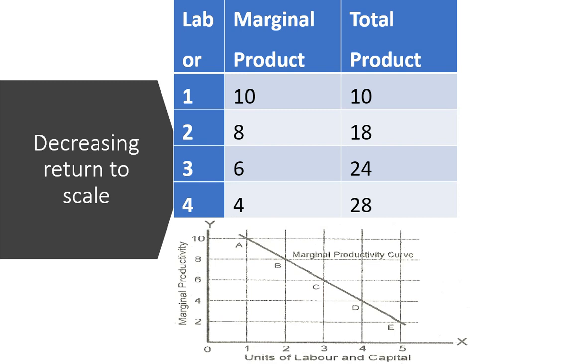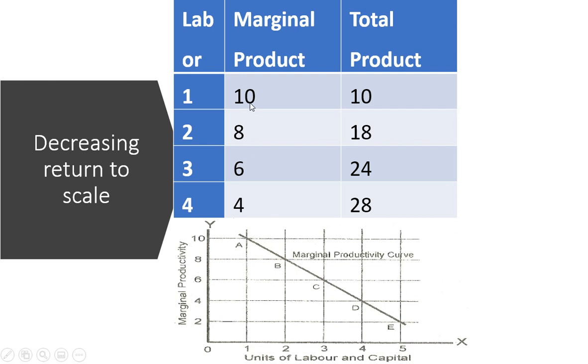So now let's discuss decreasing return to scale graphically and in a table schedule. We have taken labor in the first column, the second column is showing the marginal product, and the third column is showing the total product. As you can see, the first labor is giving you 10 units of output, and when you hire the second labor it gives you 8 units of output, the third labor gives you 6, and the fourth labor is giving you 4 units of output. When you look at the series of the marginal product, it is showing a decreasing trend.